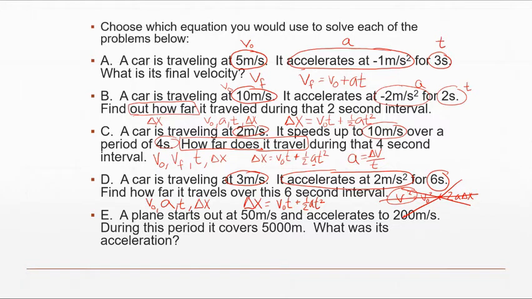Now, in this next question, a plane starts at 15 meters per second and accelerates to 200 meters per second during a period in which it covers 500 meters. What was the acceleration? So we have our v initial, a v final, a change in x, and we're looking for acceleration. Well, we just looked at that. We don't have a time, so we can't use anything with time. So we must use v squared equals v initial squared plus 2a times the change in x.